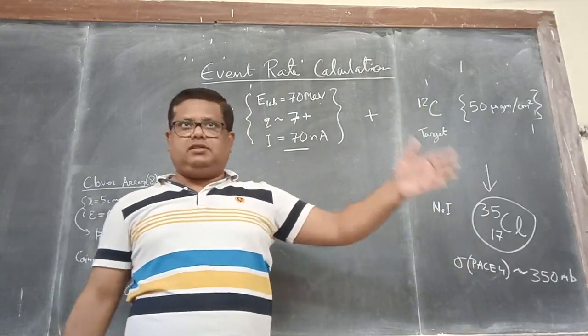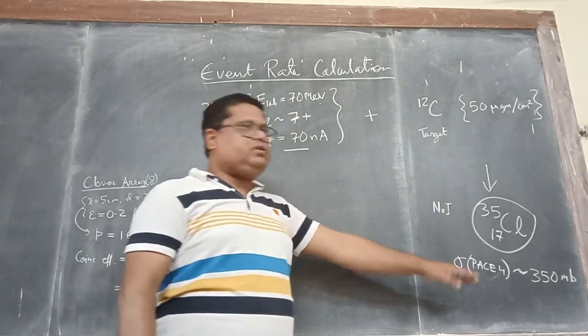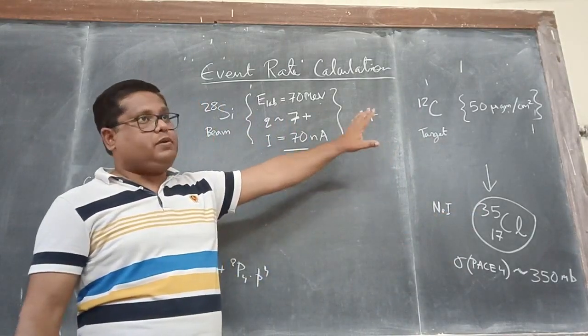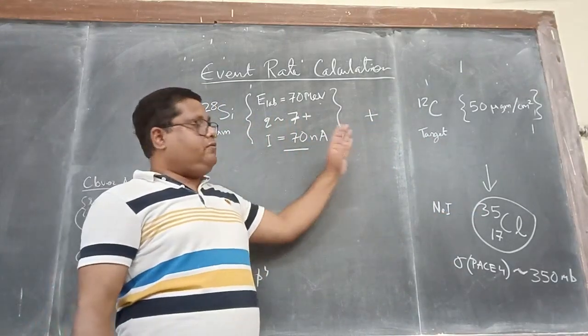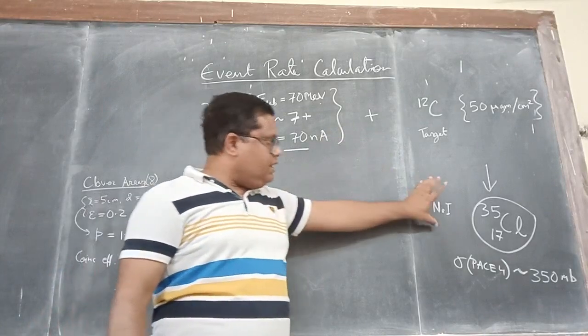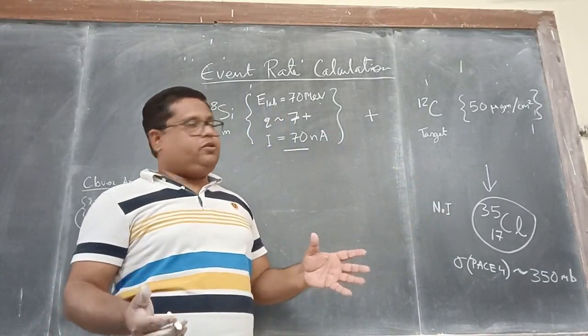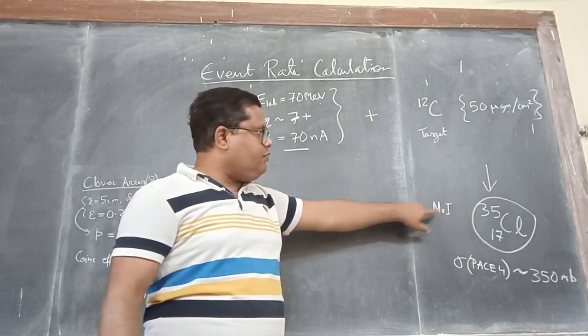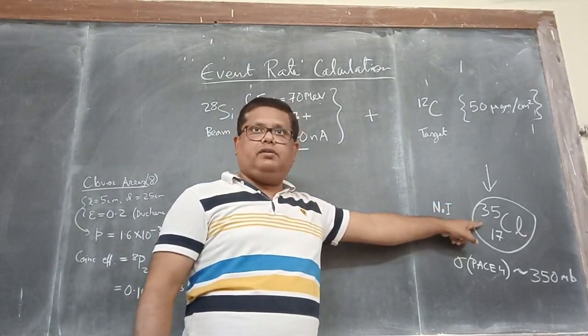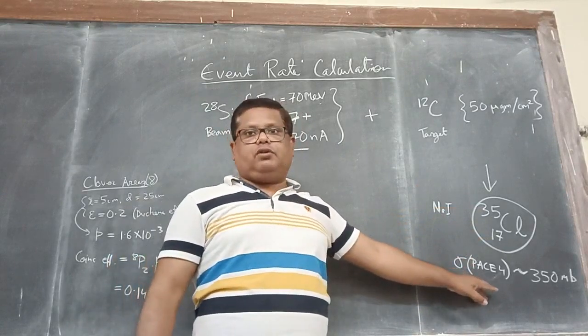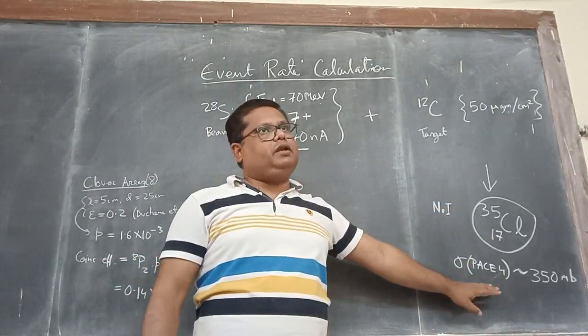Here I have used the software PACE4. You can also check this yourself. This is software which is freely available. If you put in the specifications of target and projectile, a large number of residuals will be produced. My nucleus of interest here is 35 chlorine, and the PACE4 prediction shows that the cross section will be around 350 millibarn.